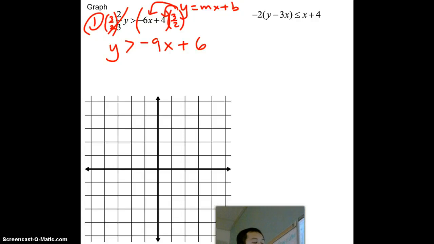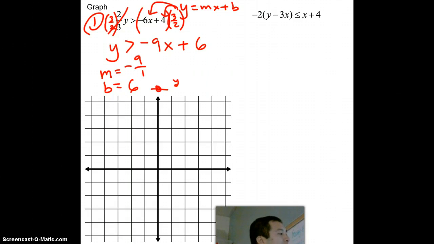Alright, great. So where do I start? I start at +6. I have to find my m. I have to find my b. My b is 6. My m is -9/1. Start at +6. So 1, 2, 3, 4, 5, 6. I'm a little off the chart. So I'm going to put it right here on the y-axis. And here's the x-axis. I'm on top right there. I go down 9, 1 to the right. So down 9, 1, 2, 3, 4, 5, 6, 7, 8, 9. 1 to the right. I have my second dot now.